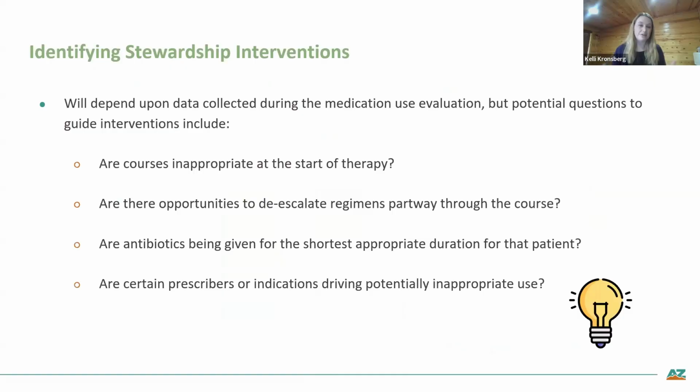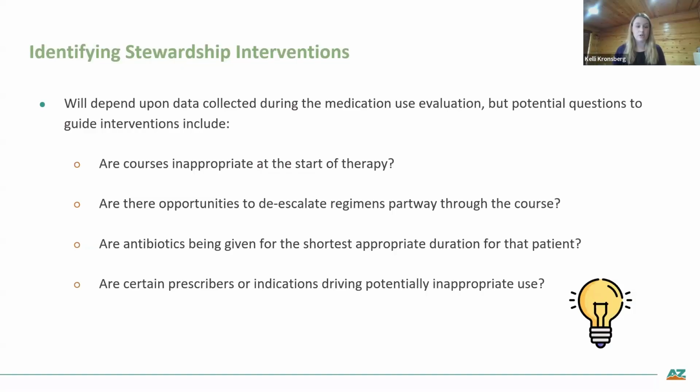And really, the intervention is going to depend upon the data collected during the medication use evaluation, but potential questions to consider would be, are the courses inappropriate at the start of therapy? Is it something that needs to be addressed during that initial empiric ordering? Or is it more so definitive therapy and de-escalation where education and intervention is needed? And if it's de-escalation, do you have the staff bandwidth to carry this out? And also, are antibiotics being given for the shortest appropriate duration for that patient?